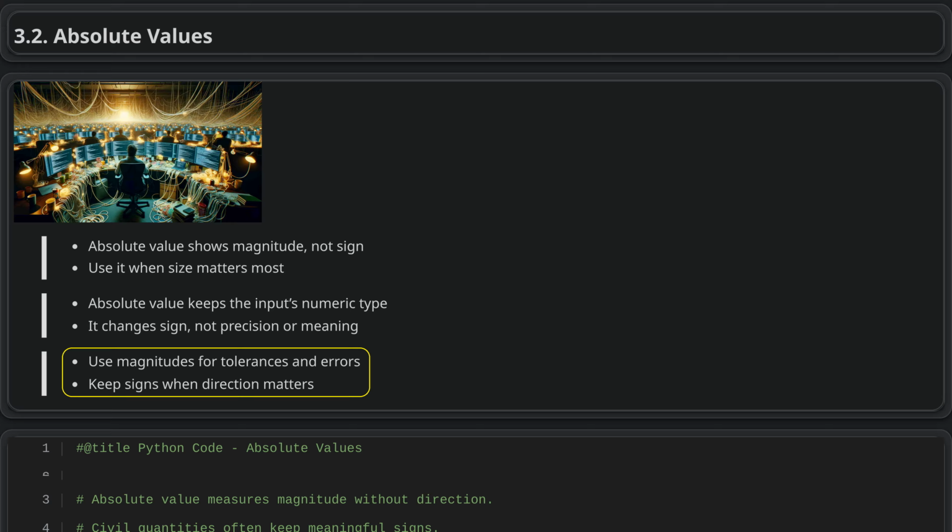Absolute values are useful in engineering because they show the size of a deviation or error, regardless of direction. This helps with tasks such as checking construction tolerances, judging structural model accuracy, and calibrating environmental models using residuals. However, when the direction of a difference matters, the original sign must be kept to preserve the correct context.